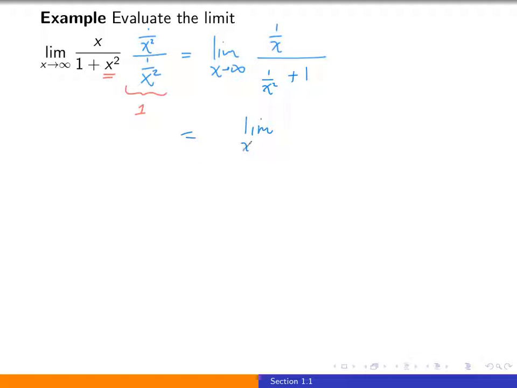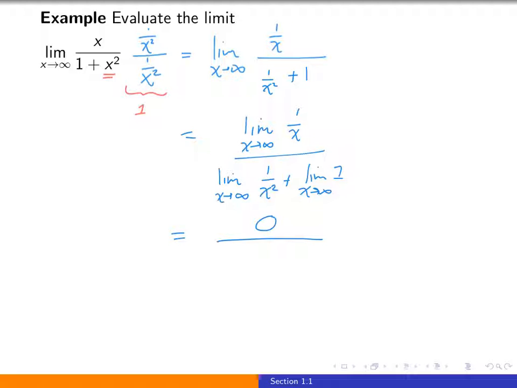We have the limit in the top, divided by the limit in the bottom. And the limit in the bottom can be broken up into the limit of the first plus the limit of that second function. We can now evaluate each limit individually. As x goes to infinity in the top, 1 over x goes to 0. Additionally, in the bottom, 1 over x squared goes to 0, and the limit of a constant is that constant. So 0 over 1, which is the number 0.